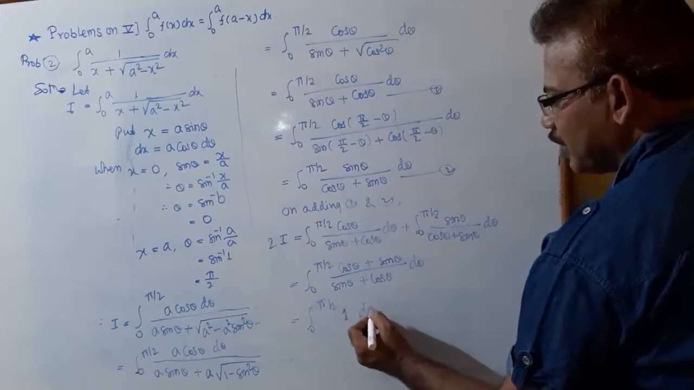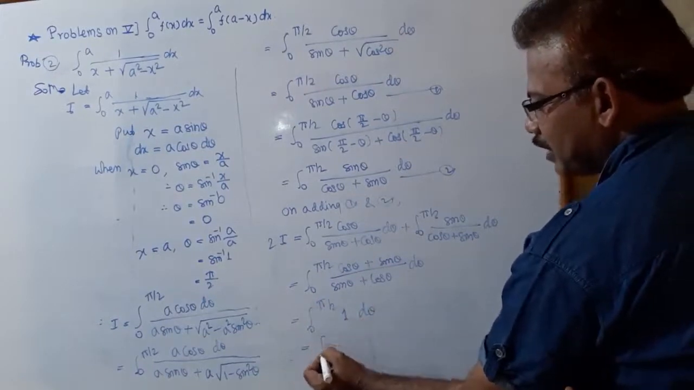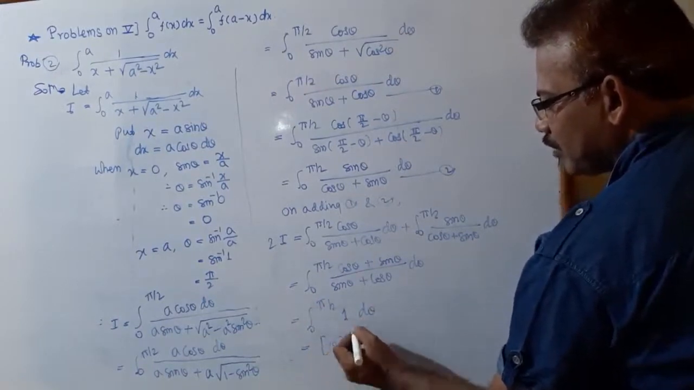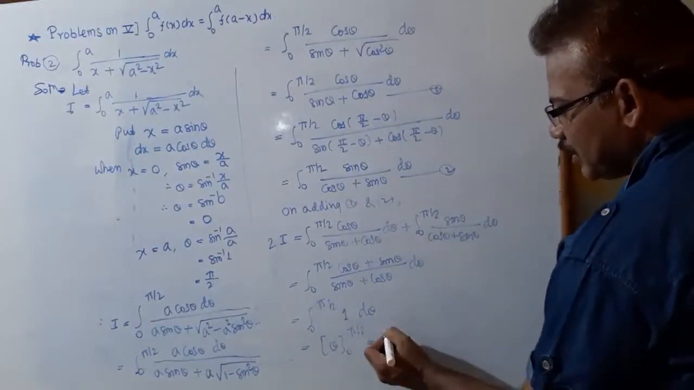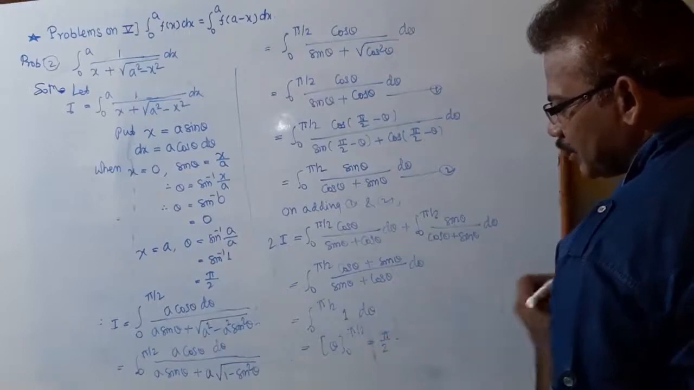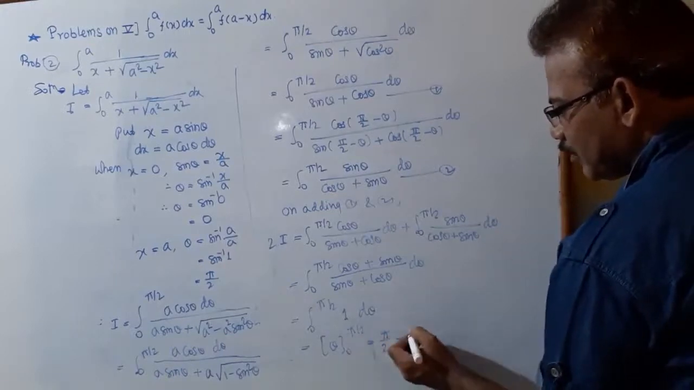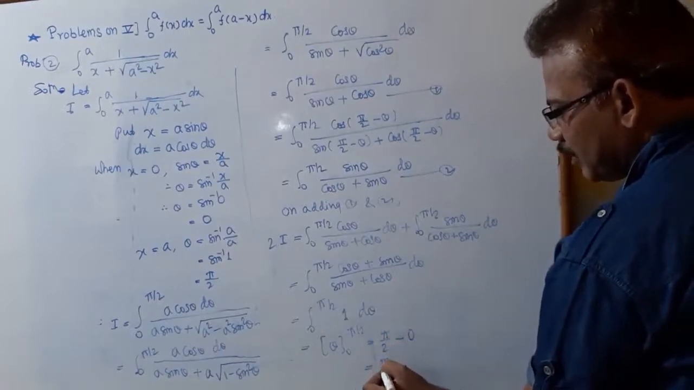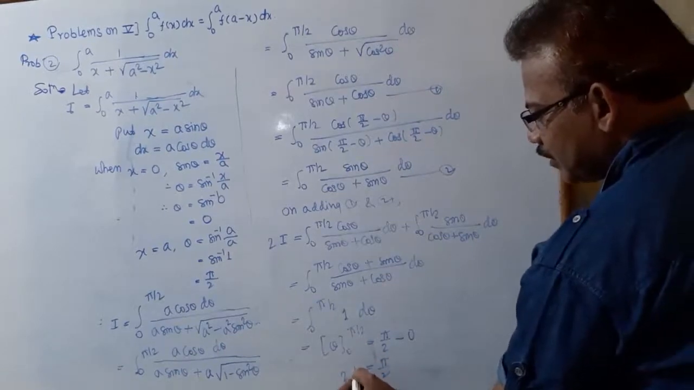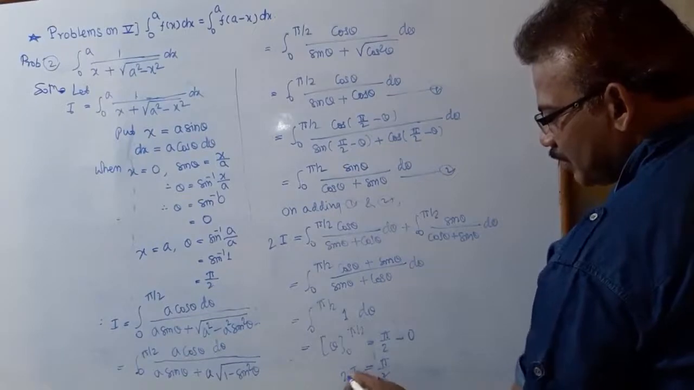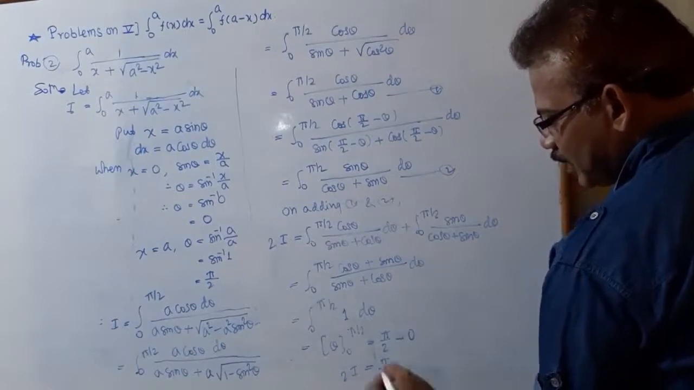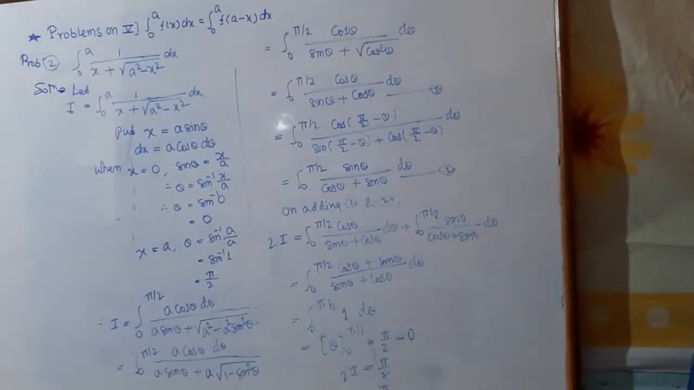So it cancels and we get integration from 0 to pi by 2 of 1 d theta, and the integral of 1 d theta is theta, with limits from 0 to pi by 2. Upper limit theta equals pi by 2, minus lower limit theta equals 0, gives pi by 2. The left side is 2I, so to find I we divide pi by 2 by 2, which gives pi by 4. Thus the solution is completed, and the answer is pi by 4.